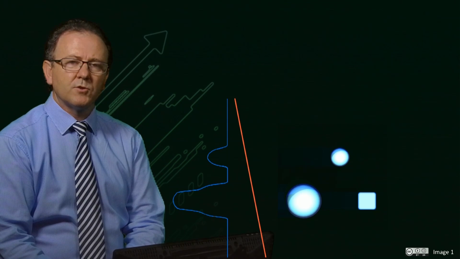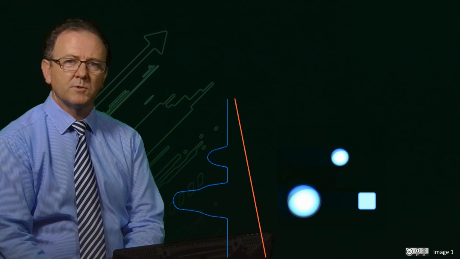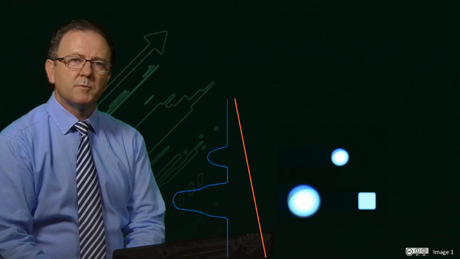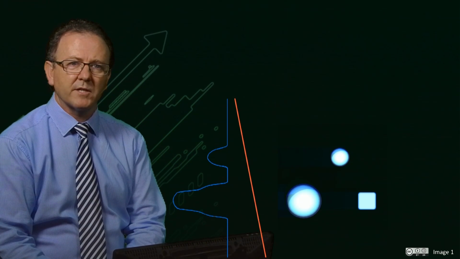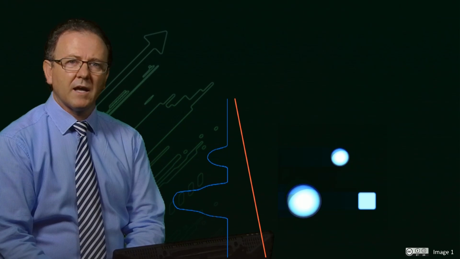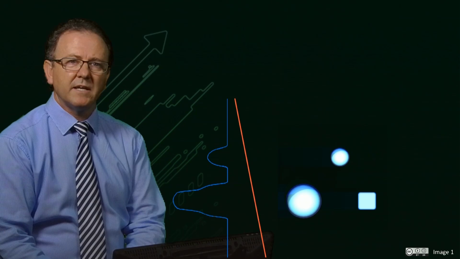If we now change the direction of the gradient to the vertical axis, then again the signal will be a projection against this axis, which looks like this. The projection is the sum of all the signals at each point along the gradient direction. So here, the large sphere and the cube are superimposed, and their signal intensity adds together.